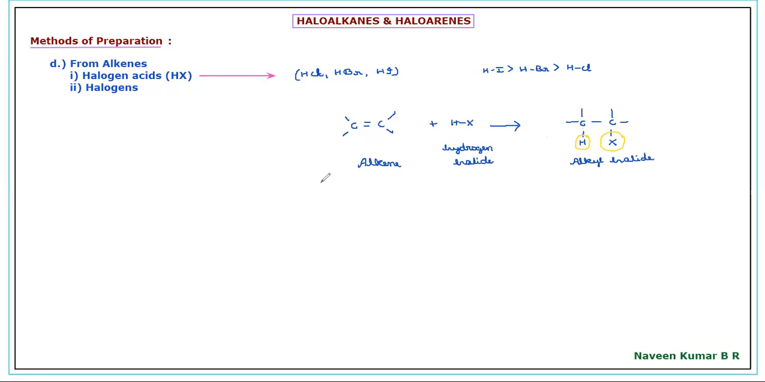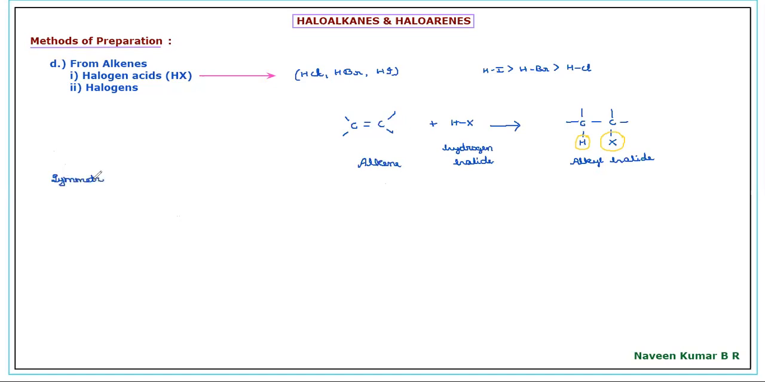Now, if the alkene is a symmetrical alkene, there is no problem because the product is only one type. Suppose the halogen acid has to be added to an unsymmetrical alkene. We need to recall our first PUC hydrocarbons syllabus, where we learned Markovnikov's rule and anti-Markovnikov's rule. That is required here to identify which will be the major product obtained in the process. First we'll consider a simple symmetrical alkene, and then an unsymmetrical alkene.